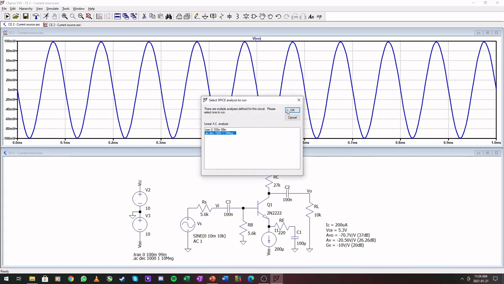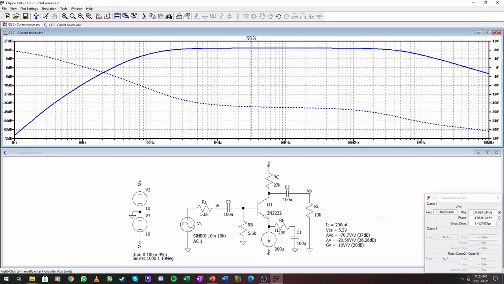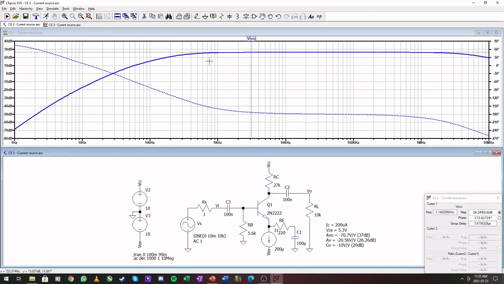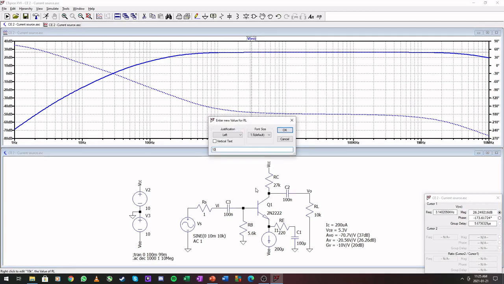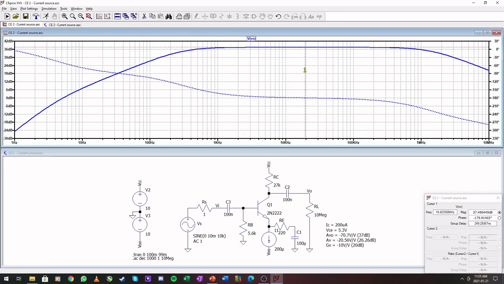AC analysis. 20 dB for GV, 26.24 dB for AV. So this is closer than the previous problem. And lastly, our AV0, 37.5. This we calculate 37, but even in the previous simulation we got 37.5 decibels.